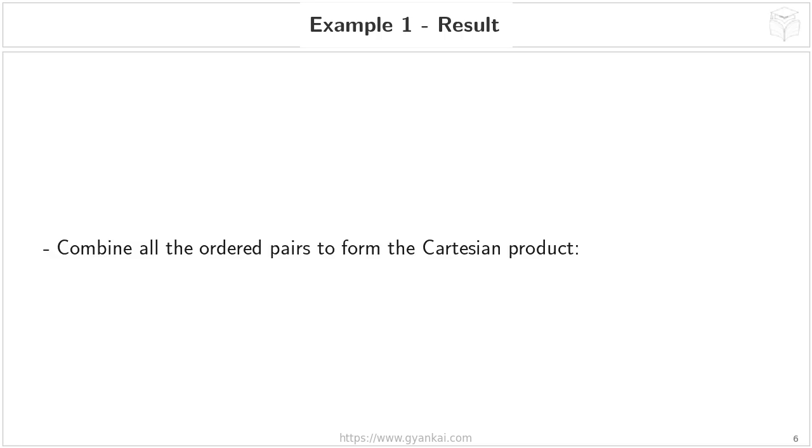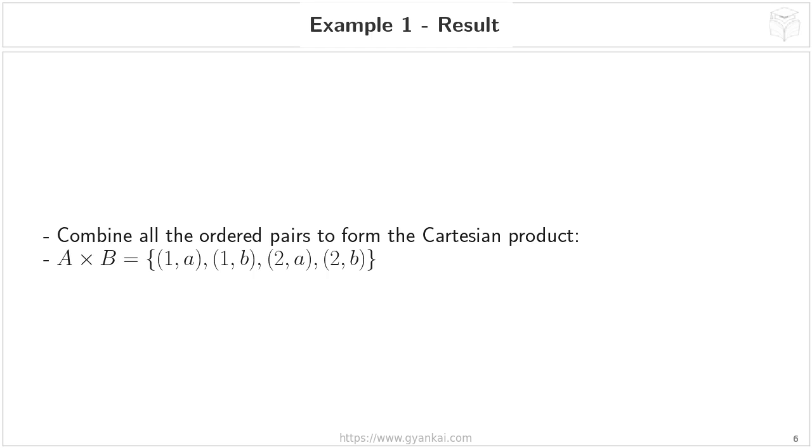Example 1 Result. So let's wrap up example 1. As we've been working through, we've been systematically creating ordered pairs by taking each element from set A and pairing it with each element from set B. Now this slide shows the final step, combining all those ordered pairs we generated. Remember, the Cartesian product, written as A cross B, represents the set of all these ordered pairs.